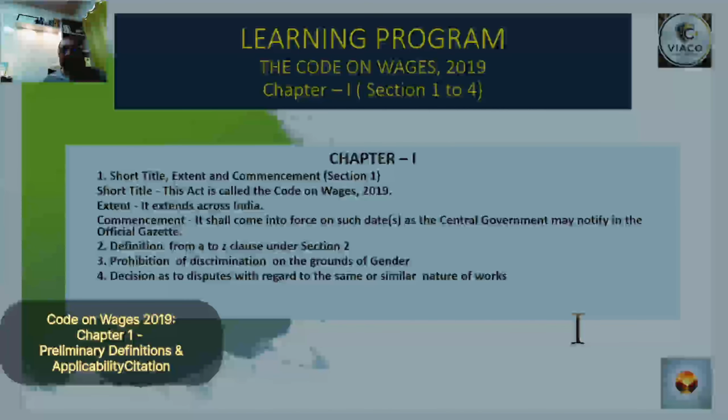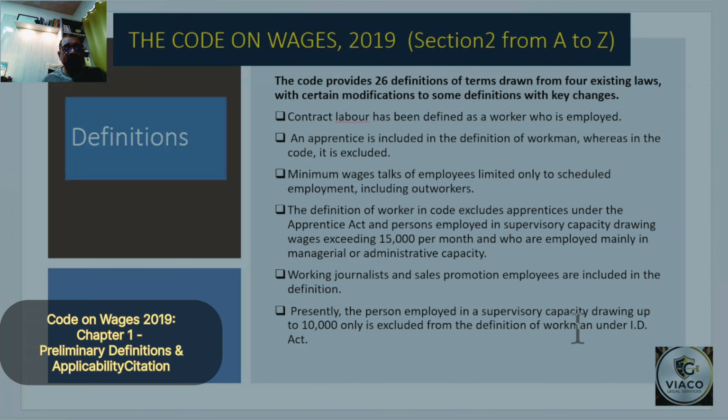Let me see, in the first training session, I may talk about a lesser area, and that would include only definitions and expansion of the title, or the comments and extent of the title. So, Code on Wages 2019, section 2, from A to Z. The code provides 26 definitions of terms drawn from 4 existing laws.